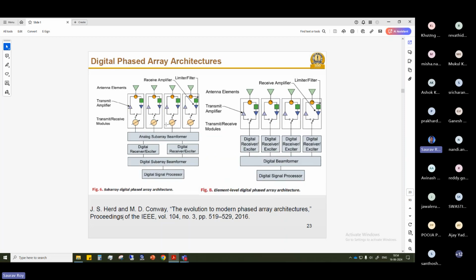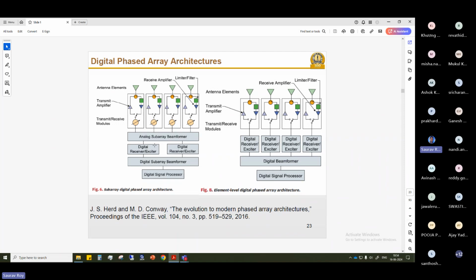The difference, if you see the first picture here, we have beamformers or phase shifters, which are controlled through an analog beamformer. The moment you put a phase shifter here, that means you have to control it with analog signals. That is why this is called analog processing. But here you see, it's not only analog, it has a digital part also.